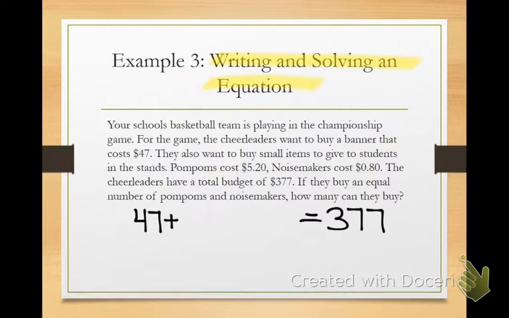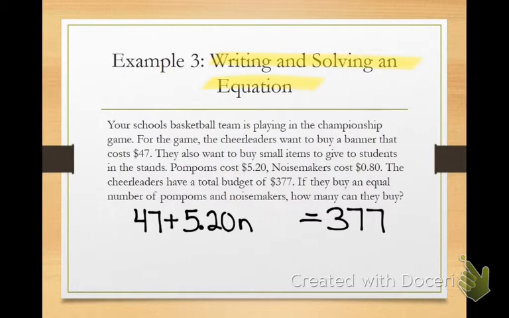I can choose whatever variable I want. But here's the catch. I'm going to buy the same amount. So it's the same variable. However many pom-poms I buy, that's the same number of noisemakers that I'm going to buy. Do you see that? All right, so it's the same variable because I'm buying the same number of each one of them. So I would multiply $5.20 times however many I can buy.